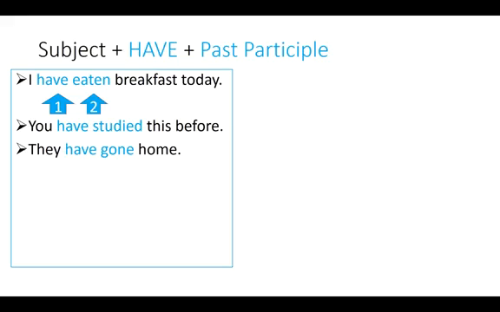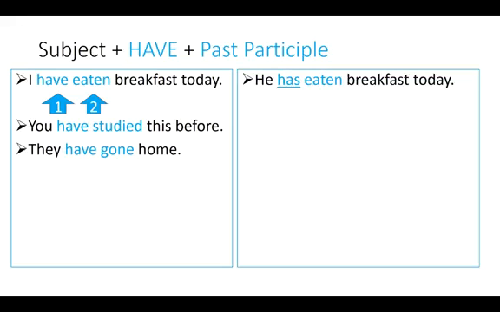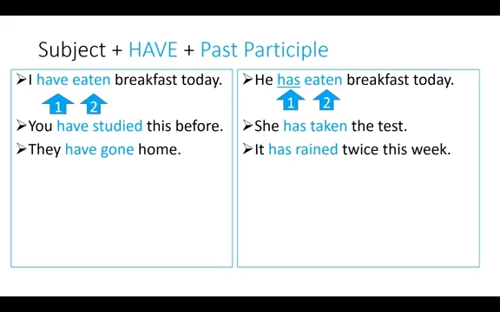Compare this to the third person singular subject he. He has eaten breakfast today. We still have the two words needed to form this tense. But for a singular subject, we must change have to has. She has taken the test. It has rained twice this week.